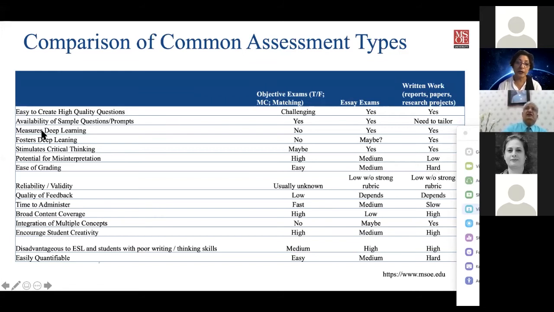But if you want to measure deep learning, true and false will not give you deep learning, how much your student knows. In multiple choice, you will not come to know that. In essay exam, maybe. But if a report is written, you will really come to know if your student is thinking and can do the deep learning or not. So I have given you different kinds of assessment, direct or indirect, that give you different kinds of results about your student.